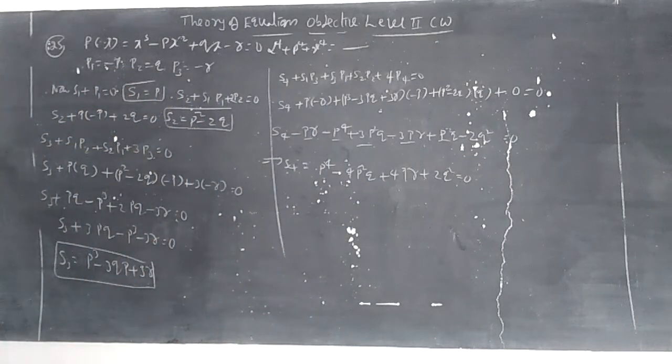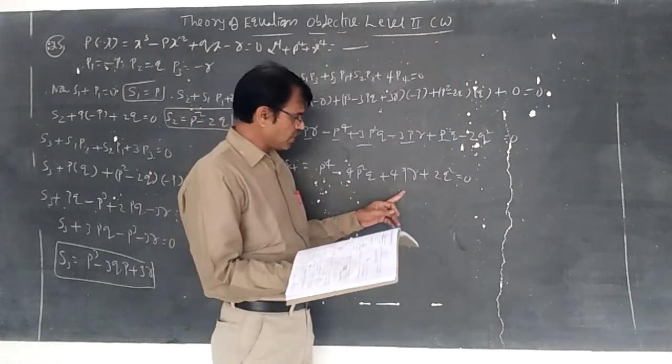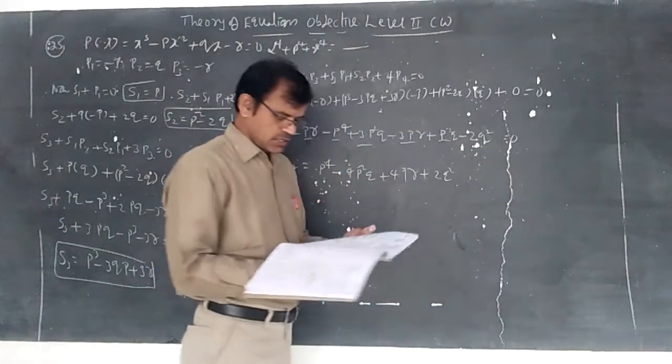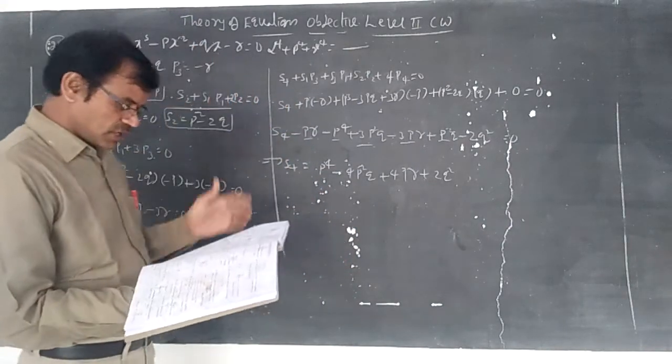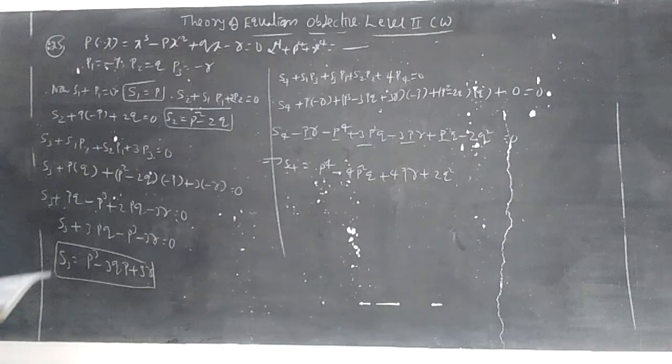Let us see the options. P power 4 minus 4P square Q plus 4PR plus 2Q square. It is the third option in the 25th question. Okay students, let us consider the same Newton model, 26th question.